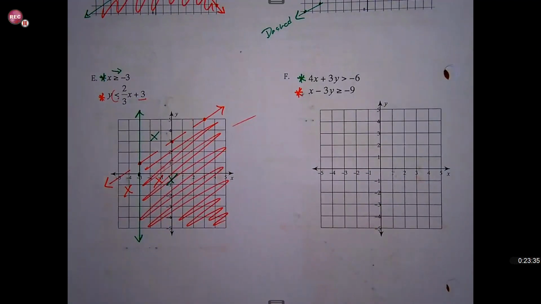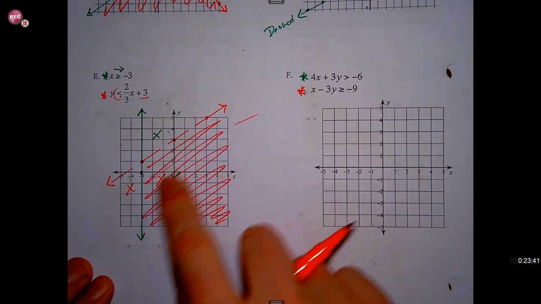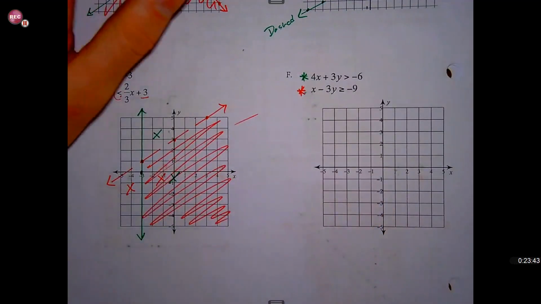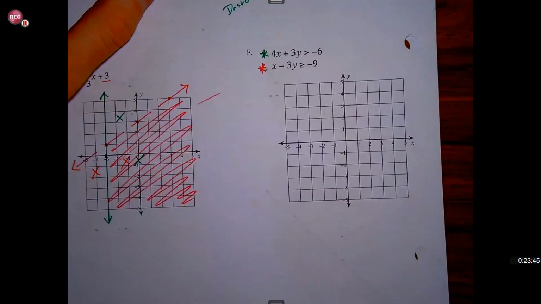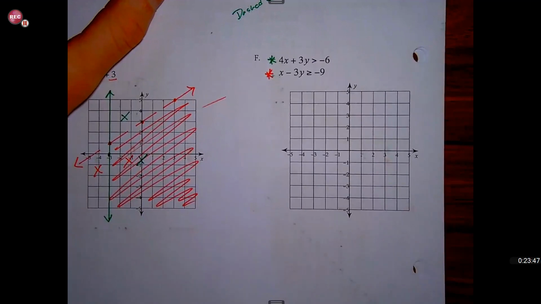Doesn't have to be a perfect shading, but that should be good enough right there. You can clearly tell where I'm shading. All right. I don't want you guys to just write out the two x's. You want to shade this in. So that was our break problem. Let's get back to actually solving things now.